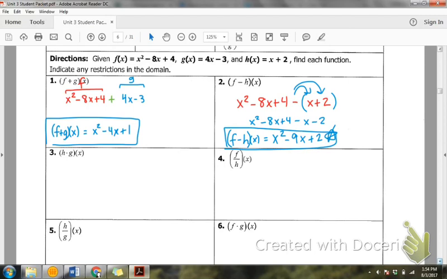Questions so far? Okay. So number 3 is multiplication, right? You're going to take your h function, because that's the one they told you first. So you're going to take x plus 2, and then you're going to multiply. What's the symbol for multiplication? Parentheses. So you should have x plus 2 in parentheses and 4x minus 3 in parentheses right next to each other.